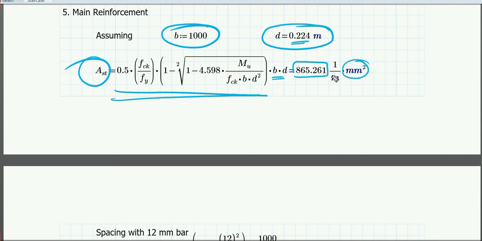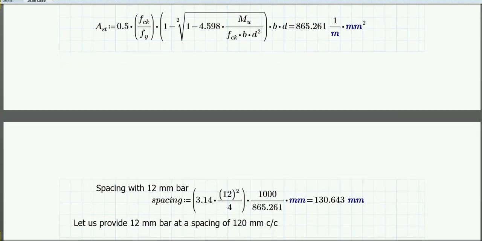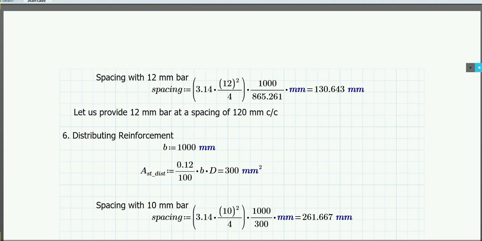So this is the amount of reinforcement you need to provide per meter width of the slab or the staircase. So let us find out how many numbers of bars are required. Assuming 12 mm bar, this is the equation: area of the bar, 12 mm bar into 1000 divided by the total area of bar required, and this comes out to 130 mm.